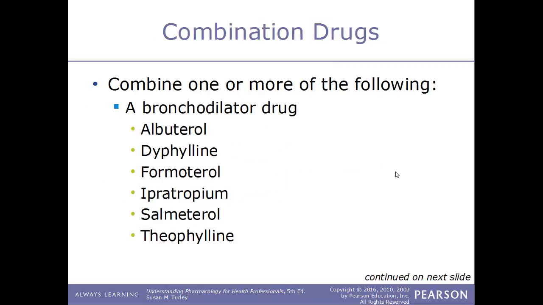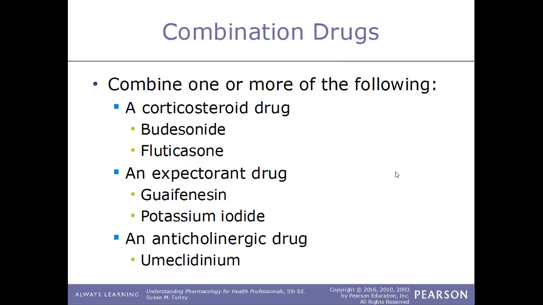All right, now we'll talk about combination drugs. So when it comes to respiratory drugs, it's common to have multiple classes of drugs working together. Some examples of combination drugs when it comes to bronchodilators are albuterol, dyphylline, formoterol, ipratropium, salmeterol, and theophylline. Now, these kinds of drugs will have a combination of one or more of the following.